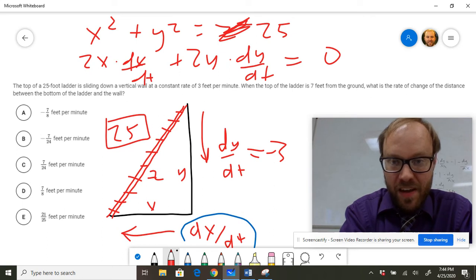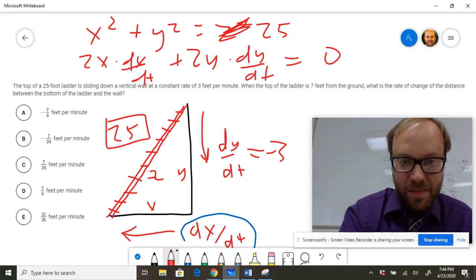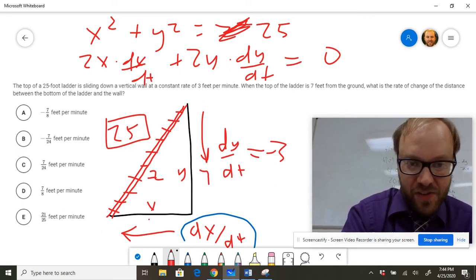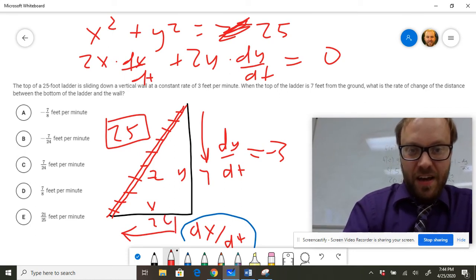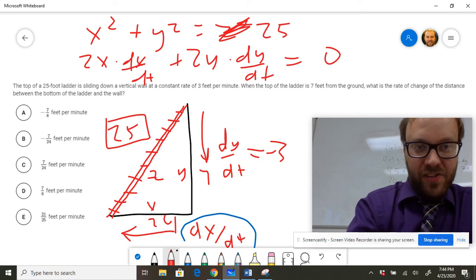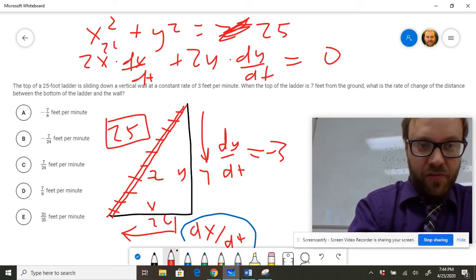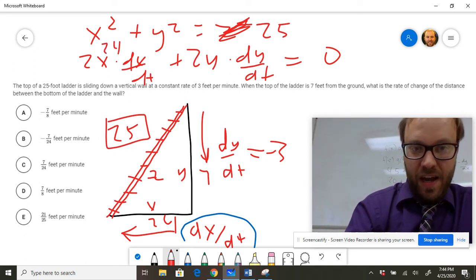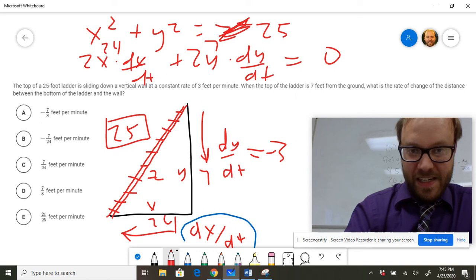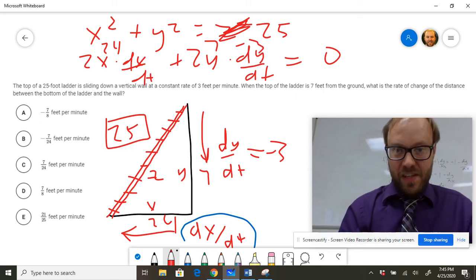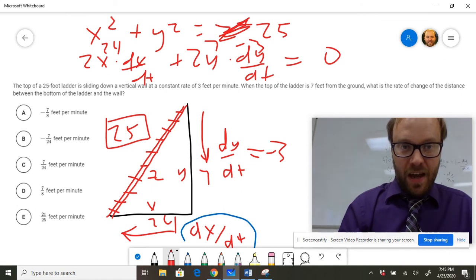The ladder is 25 feet long. It says the top of the ladder is 7 feet from the ground. So that means the base is 24. It's a little 7, 24, 25 problem here. Okay, so x is going to be 24 and y is going to be 7. And we know that dy dt is negative 3, and we can fill that in. Unfortunately, this is getting a little bit messy here, but we're going to have 48 dx dt.